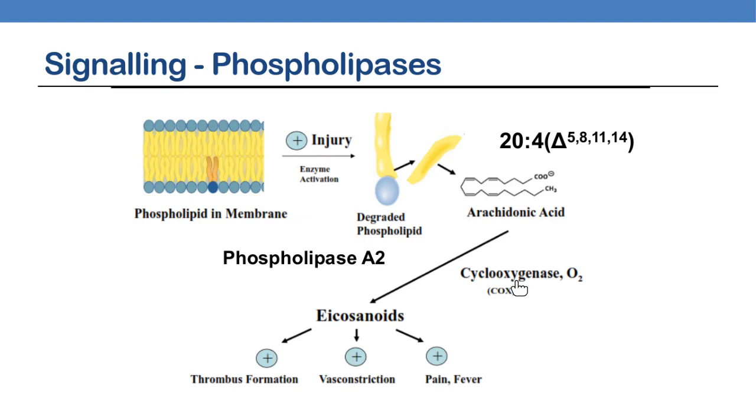If you think about it, this downstream effect is going to help cure the injury. We get thrombus formation, so obviously you want the platelets and clot formation. Vasoconstriction, because you don't want to lose blood flow. And pain and fever, to try and reduce inflammation. So aspirin actually inhibits the COX enzyme. So if you have a fever or headache, this is a signaling pathway that it acts through.